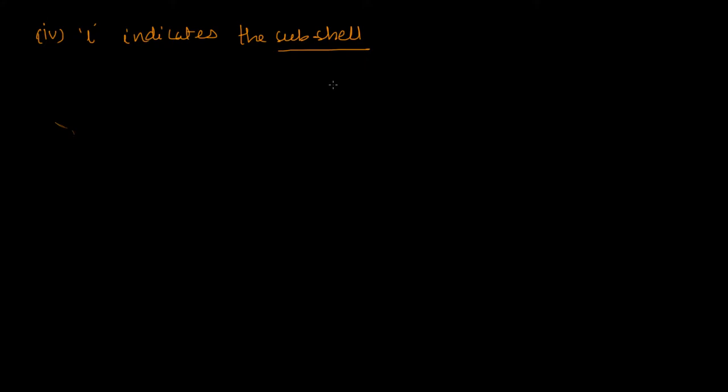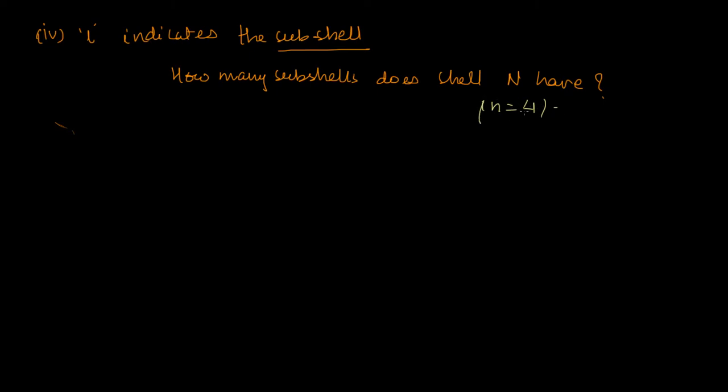So you can say, if I ask you how many subshells does shell n have? Say n is equal to 4, or whatever is the value of the principal quantum number. So this is actually n is equal to 4. As many subshells as is the quantum number, and you can actually enumerate it: 0, 1, 2, 3. So how many? It has 4 subshells, isn't it? It has 4 subshells. Fine.